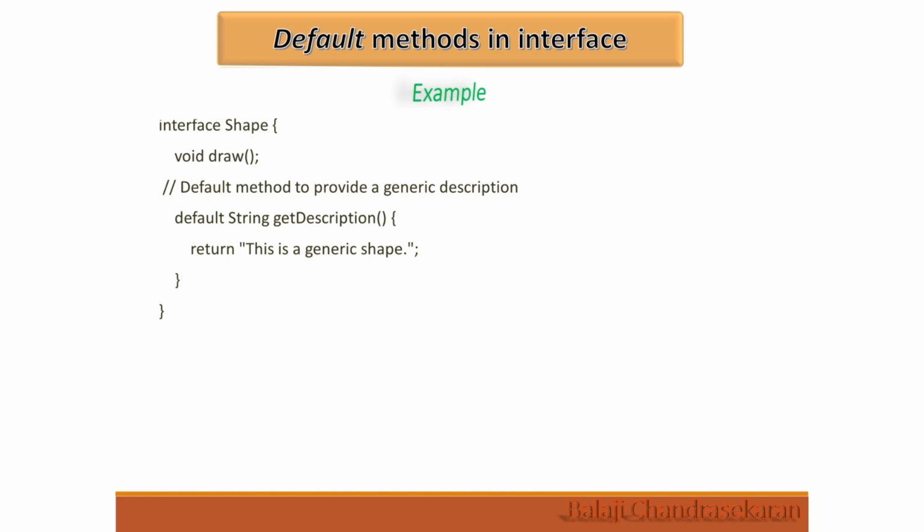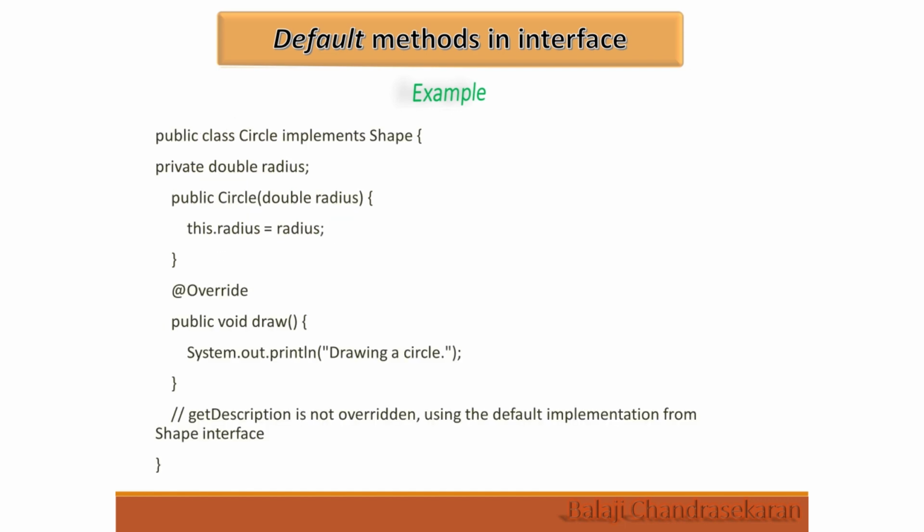As in this example, the Circle class is implementing the Shape interface. It must provide an implementation for the draw method but doesn't need to override the getDescription method, which means it inherits the default implementation of the getDescription method from the Shape interface.